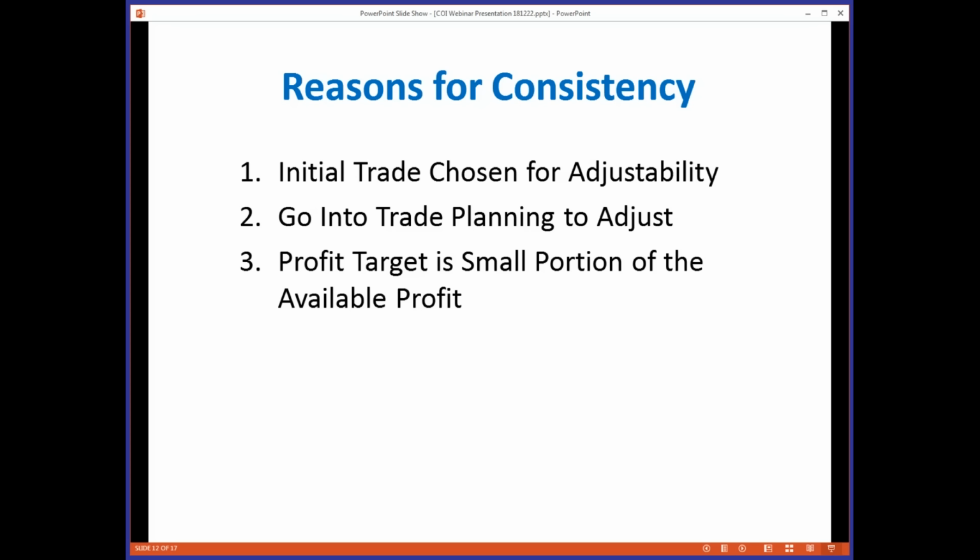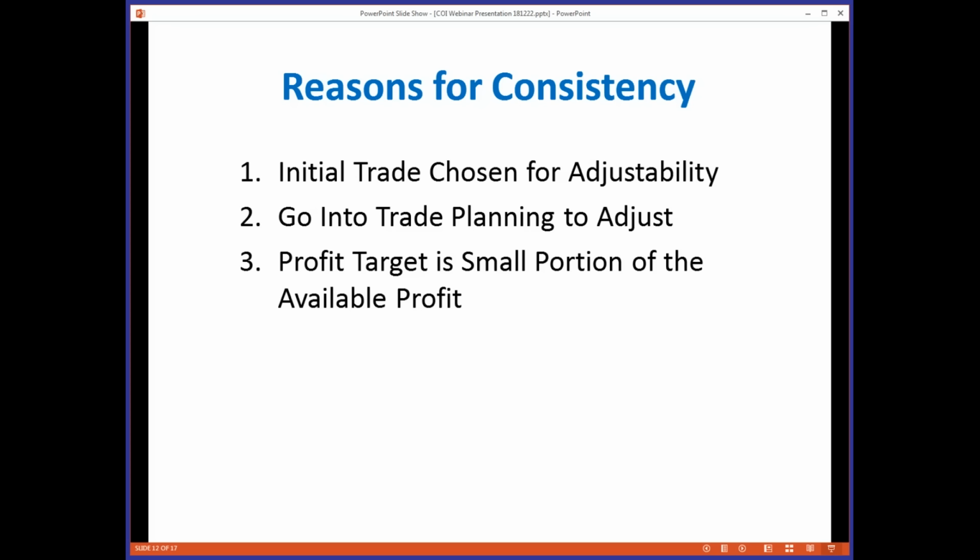Also, we have a profit target that's a small portion of the available profit. If you look at an iron condor, you have a very small potential profit compared to your risk in the trade. And to get all that profit out of an iron condor, you've got to stick around for a really long time. A lot of people use a rule of thumb: I want to get 80% of my profit out of the iron condor, and then I'll close it. Well, to get 80% out of it, you're going to have to wait pretty darn close to expiration. So you're trying to get a large part of a very small potential profit.